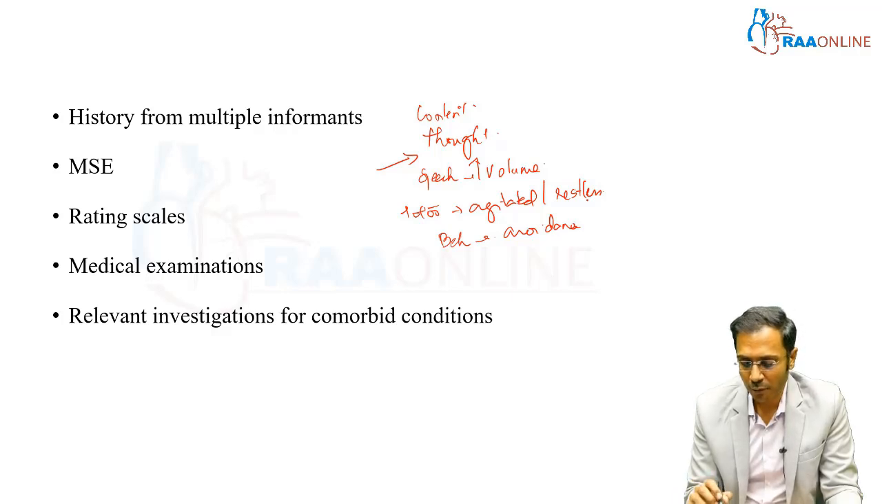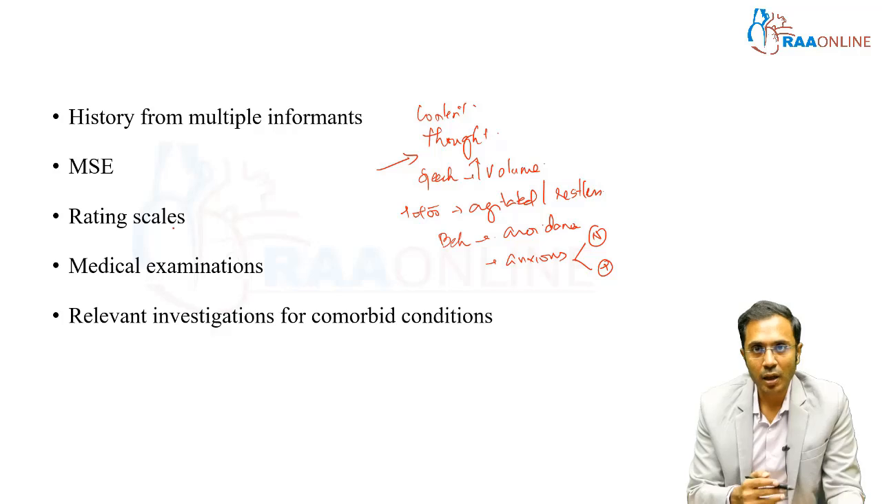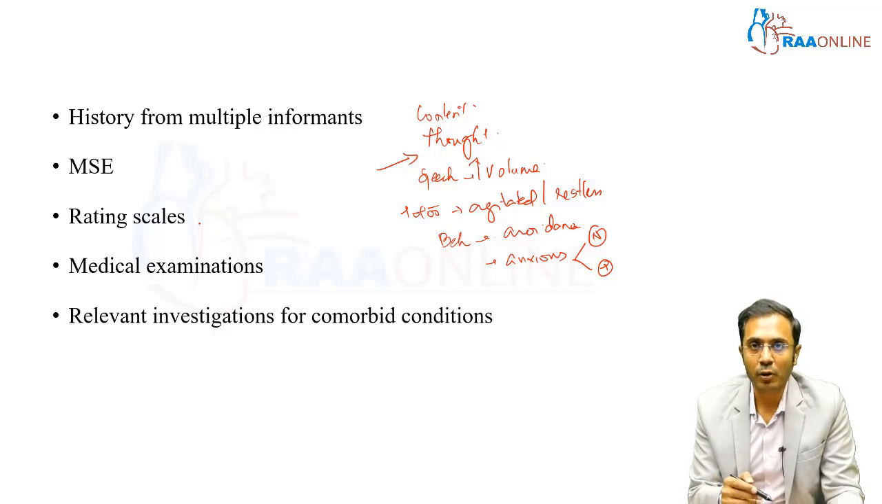Sometimes you can see anxious affect during the interview. Sometimes the affect may be normal during the interview, or you can see anxious affect. So these are the components of mental state examination, an important finding in evaluating children or adolescents with anxiety disorder. Rating scales, as we discussed before, we can use wherever it's required. Medical examination to rule out other endocrine and neurological causes presenting as anxiety disorders, as a part of differential diagnosis, and relevant investigations for comorbid conditions.